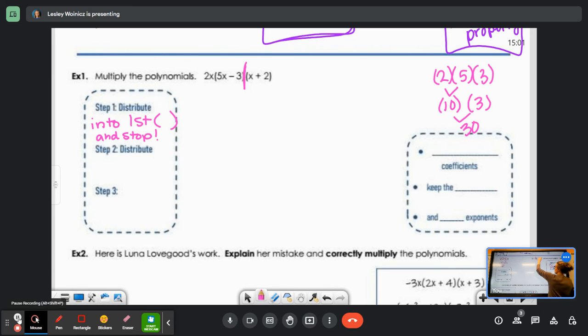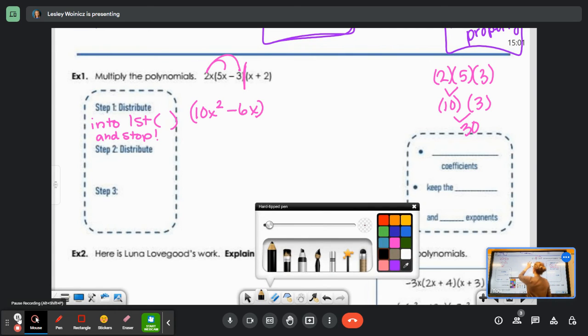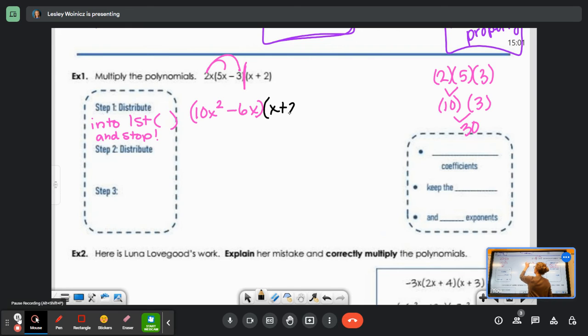So it'll look like this. 2x times 5x gives us 10x squared. 2x times negative 3 gives us negative 6x. Okay? I'm going to stop. I'm not going to keep distributing 2x. I am, however, just like I did here, going to multiply the 10 equivalent with the 3 equivalent. I'm going to bring down the x plus 2.